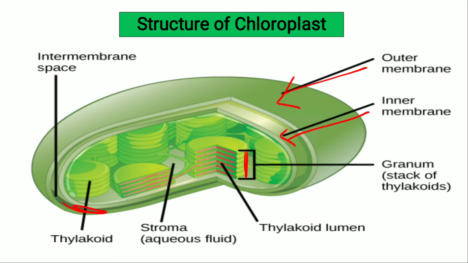This is the stalk of the thylakoids, and a single one is called the thylakoid, and the aqueous fluid in between the thylakoids and granum is the stroma. Granum is the stalk of the thylakoids, and in between present is the thylakoid lumen. Okay, thylakoid lumen. This is the structure of chloroplast.